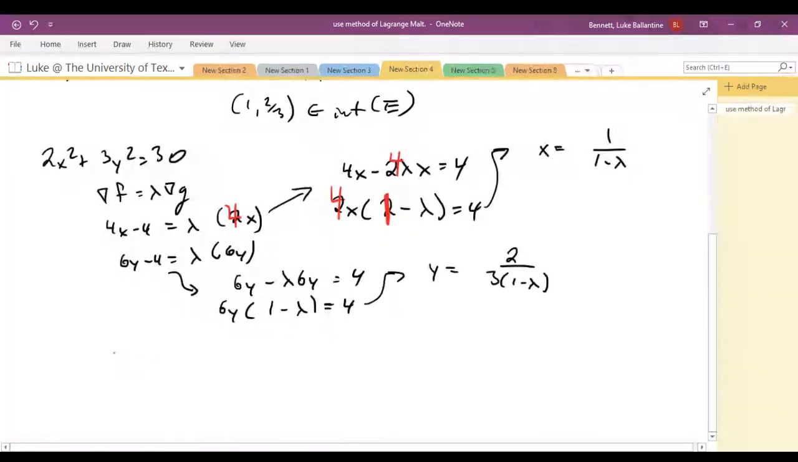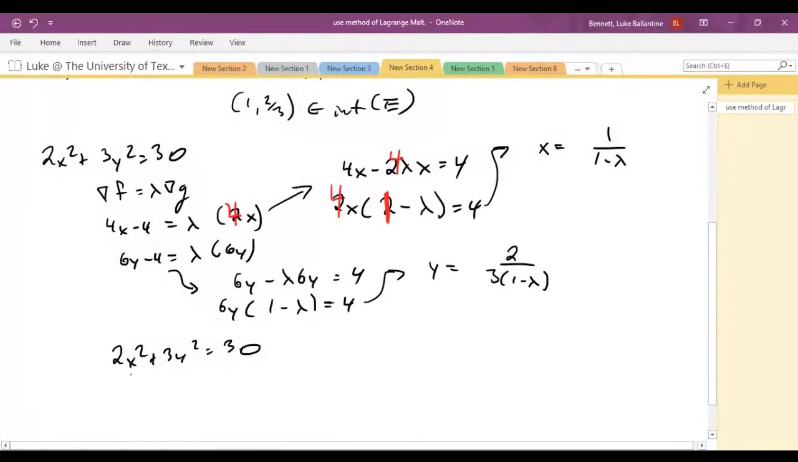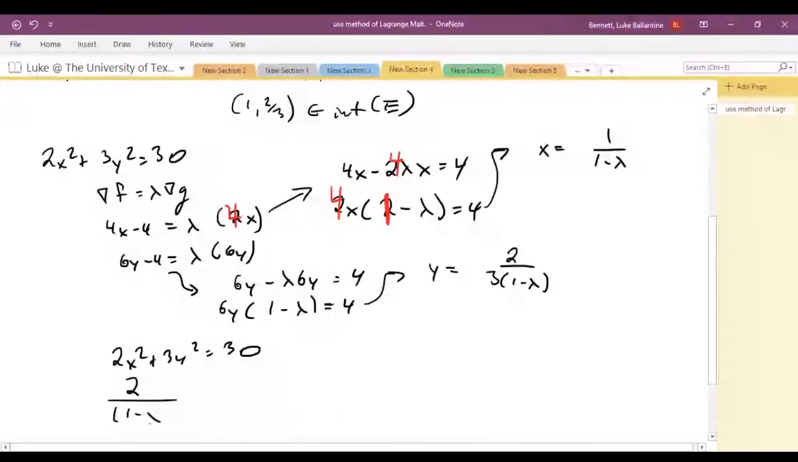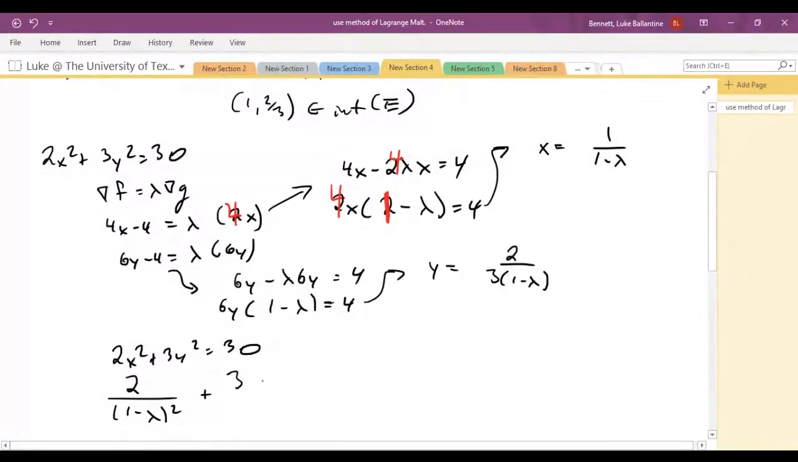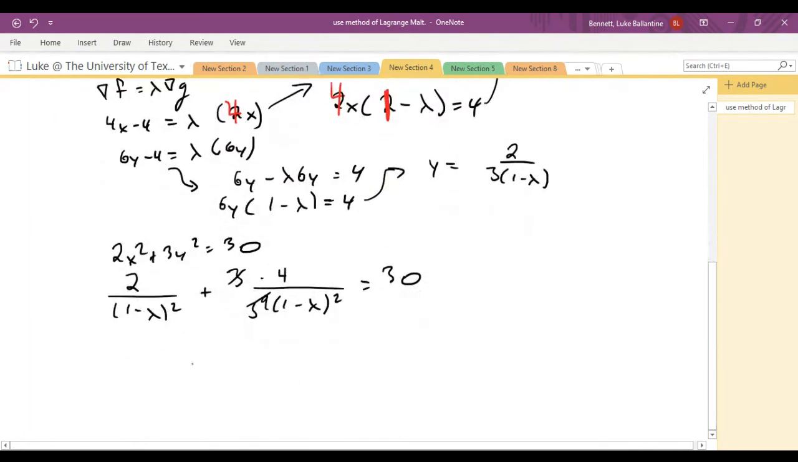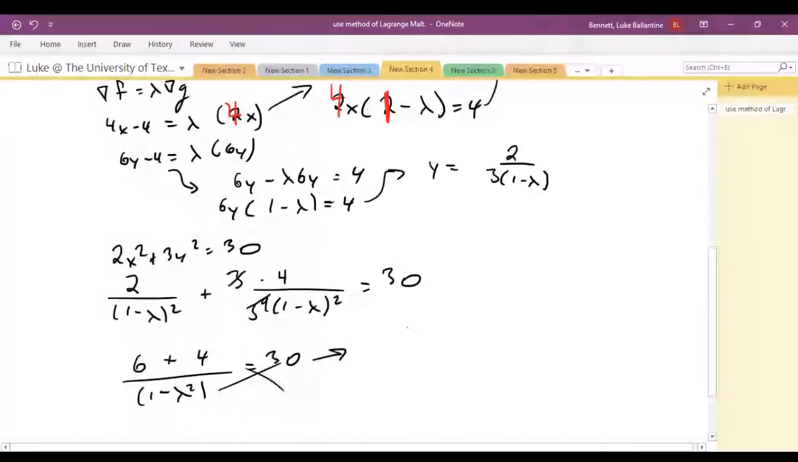So we're going to plug x and y into 2x squared plus 3y squared equals 30. This is going to be 2 over (1 minus lambda) squared plus 3 times 4 over 9 (1 minus lambda) squared is equal to 30. These cancel. If I hit everything with the 3, that would be 6 plus 4 over (1 minus lambda) squared is equal to 30. So that's 10 in the numerator, divide by 30. Just cross multiply, and then we have 1 over 3 equals (1 minus lambda) squared.